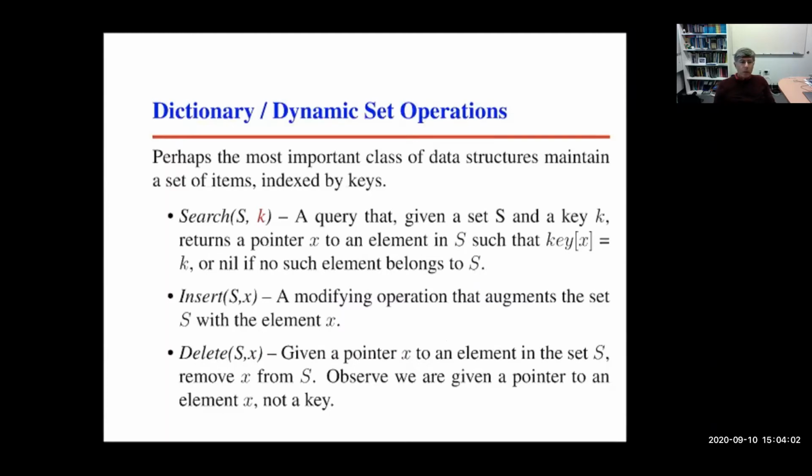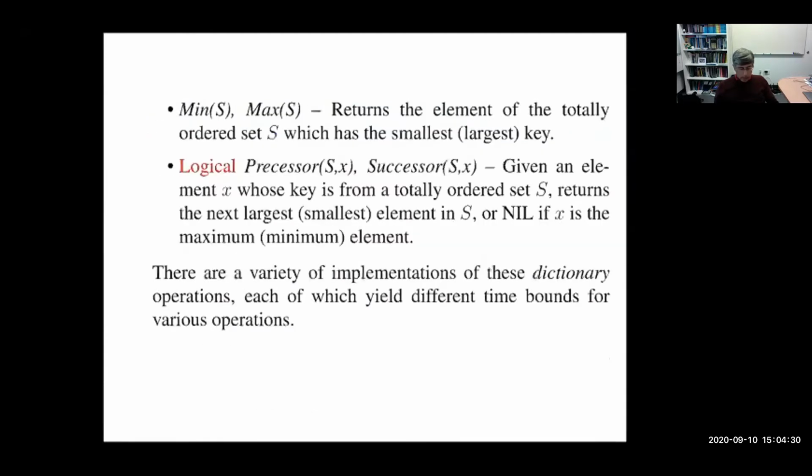I want to review quickly. The dictionary operations are search. We are given a key, and we want to find out if a pointer to the item in the data structure, if an item with that key exists. Insert and delete are given pointers to the items. In the case of delete, an item that's already in the data structure, and then we wish to remove it from the dictionary. Min and max will tell us the largest and smallest item, and logical predecessor and successor will return the item before or after it.